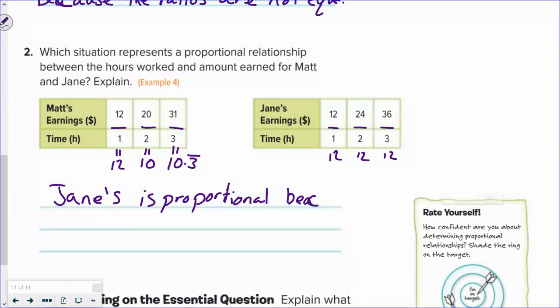because she makes $12 an hour. And the reason why we know that is because all of these equal 12.